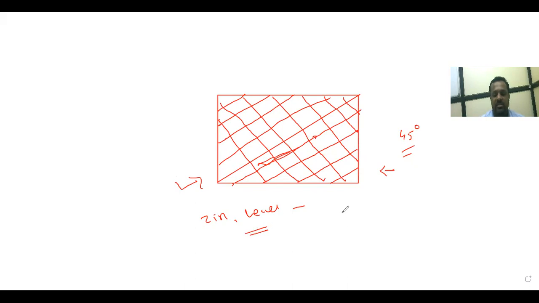In that first convention, we just have to draw an inclined line, only one side inclined line, at 45 degrees. But in this convention, we have to draw the inclined lines in a crosswise manner. Okay, crosswise manner. Understood?